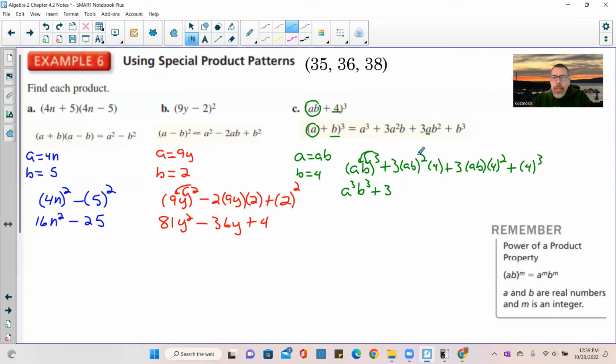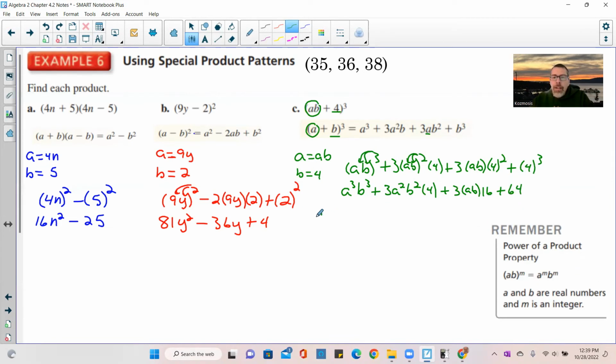3. And this gets distributed here and here. So it's going to be 3a squared b squared. And that's going to be times 4. So I'm going to have to do some more simplifying there. I could do it now and say 12, but I'll get back to that. And here I'm going to do the 3ab. I'm just doing exponents first because that's what the order of operations says to do. And 4 cubed is 4 times 4, which is 16 times 4 is 64.